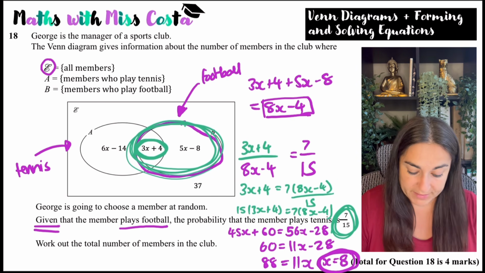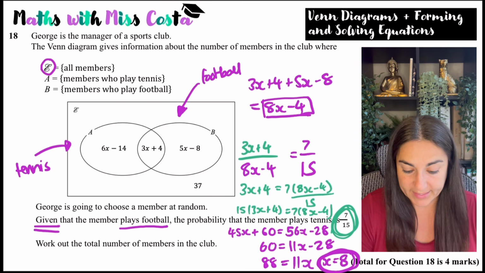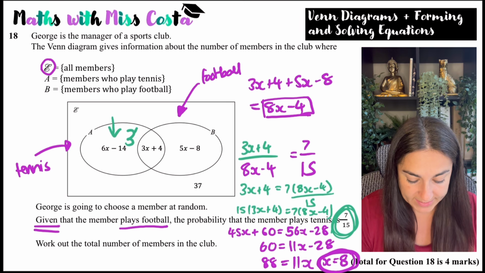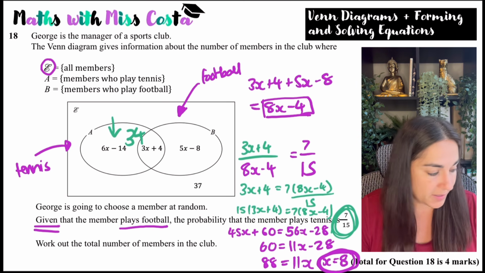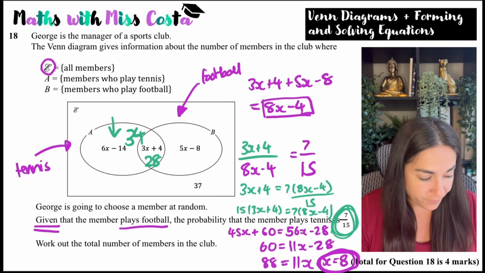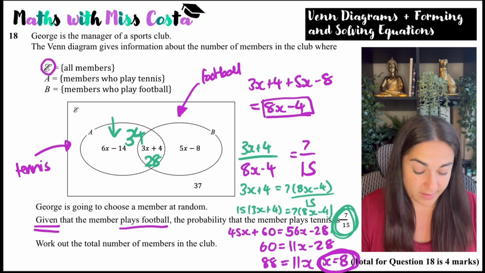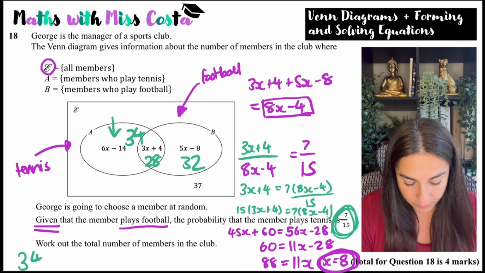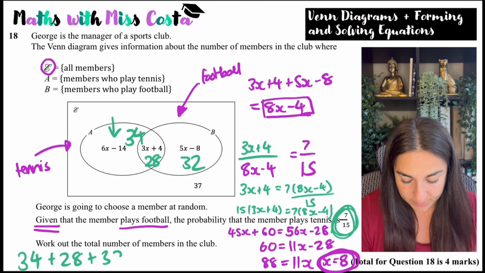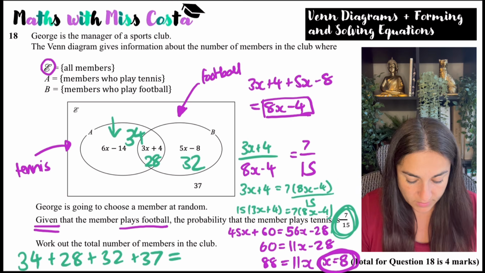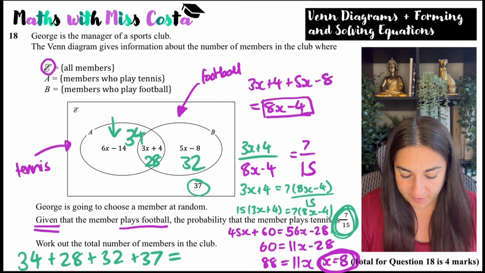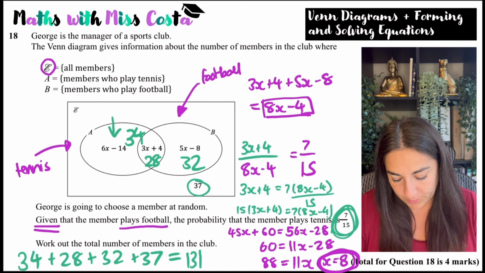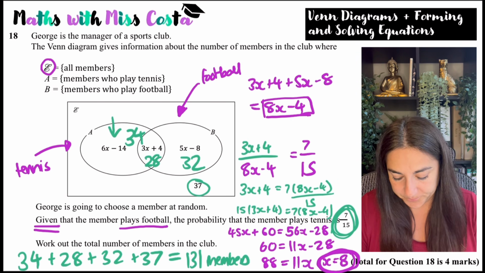The total number of members of the club would be, if I substitute x into all of the expressions, 6 times 8 minus 14 is 34. 3 times 8 plus 4 is 28. And 5 times 8 minus 8 is 32. So the total members in the club would be 34 plus 28 plus 32 plus 37. Don't forget the bit outside the Venn diagram, the members that don't play tennis or football. Add them all together and that gives you 131 members.